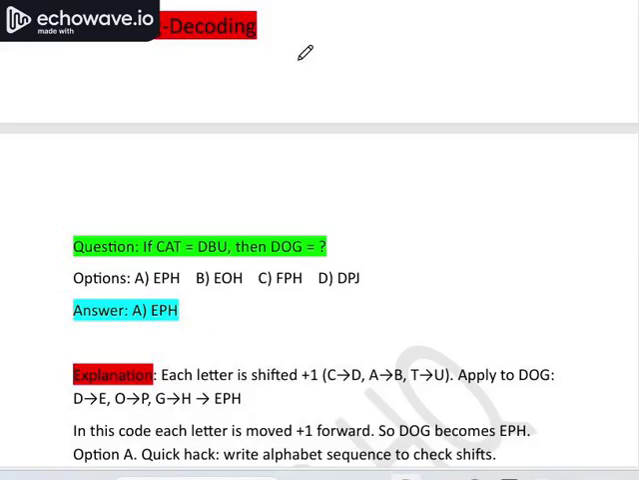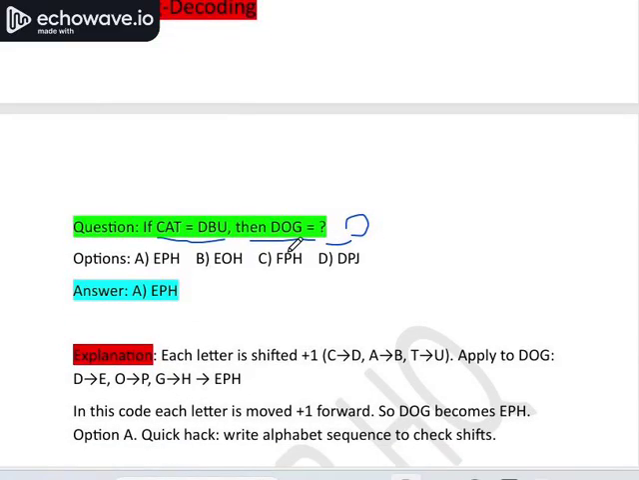The question is: if cat equals dbu, then dog equals what? The options are: option A, EPH; option B, EOH; option C, FPH; option D, DPH. Let me figure out the coding pattern.